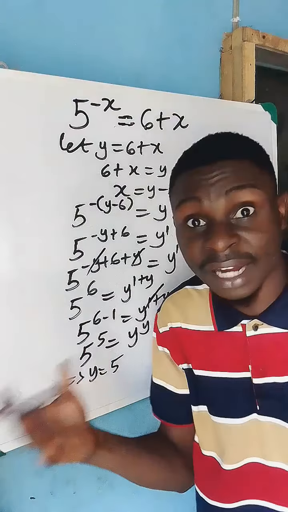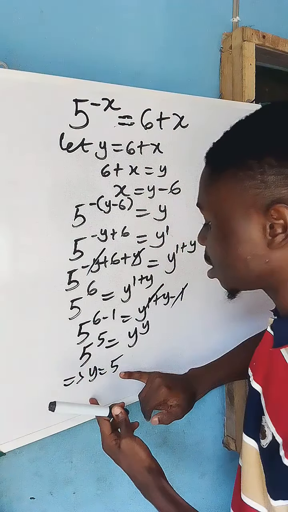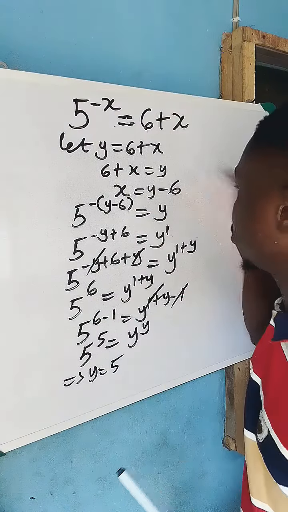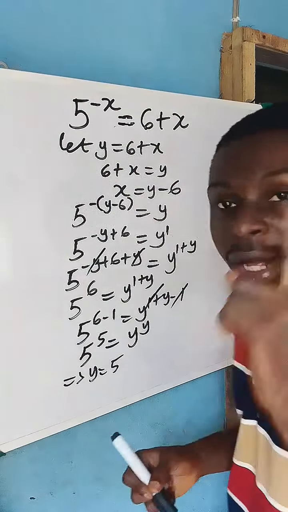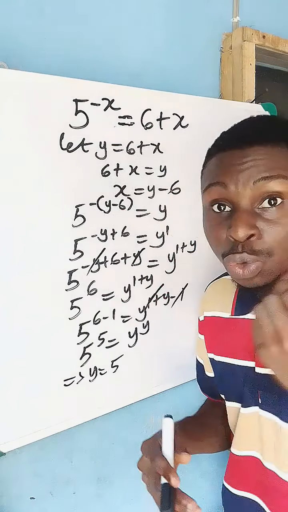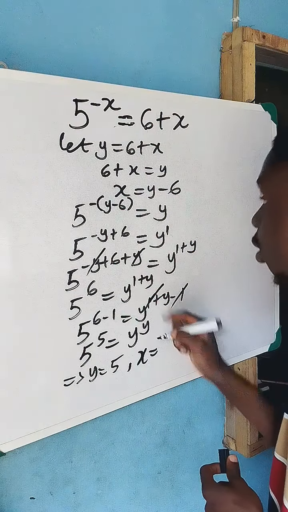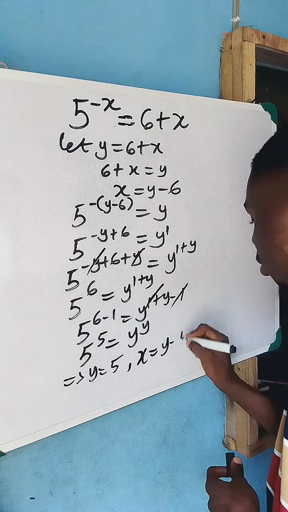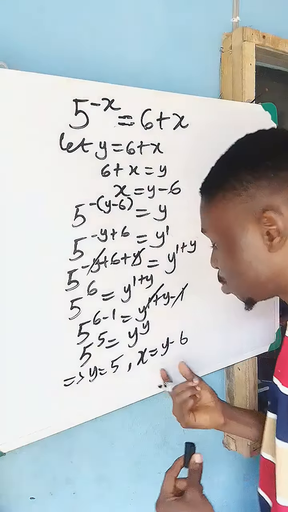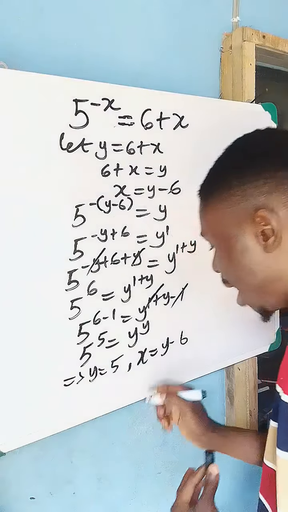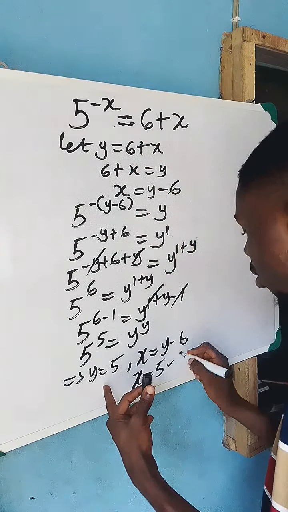But we are not looking for the value of y. We are looking for the value of x. So let's substitute this value of y into the given equation and see what we are going to have. Remember that we established a very sweet statement that our value of x is equal to y minus 6. So since we have gotten our y to be 5, let's put it back in this equation and see what we are going to have. So x is now equal to, our y here is 5, so 5 minus 6.